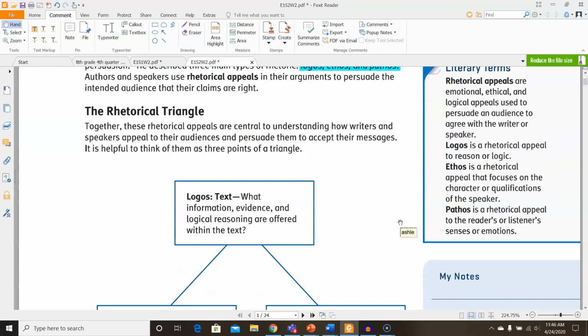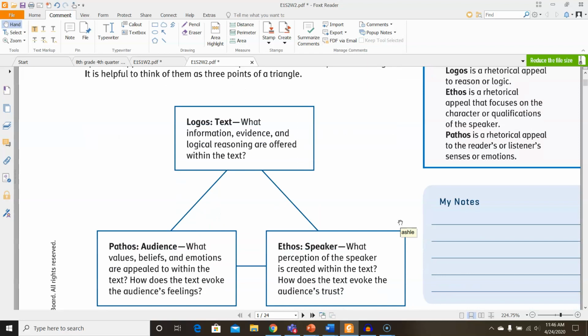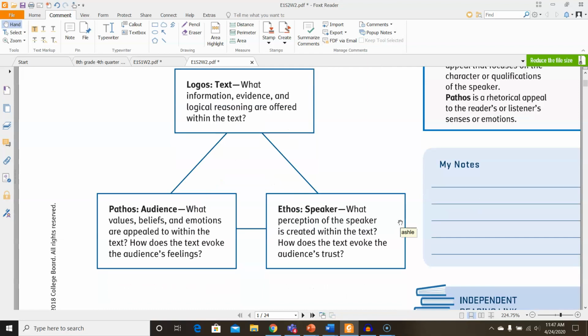So, the rhetorical triangle. Together, these rhetorical appeals are central to understanding how writers and speakers appeal to their audiences and persuade them to accept their messages. It is helpful to think of them as 3 points of a triangle. So the first one is logos, text. What information, evidence, and logical reasoning are offered within the text? And I'll explain this a little bit more in a moment after I go over all three.